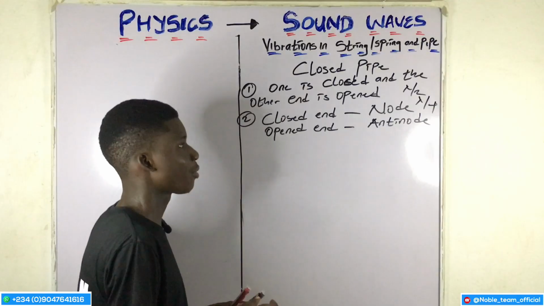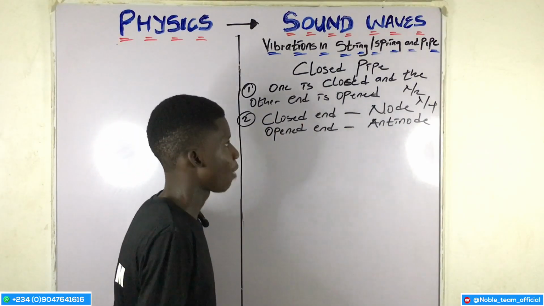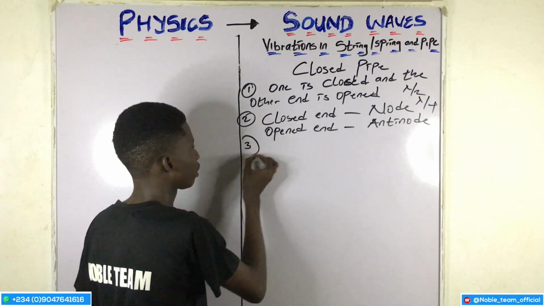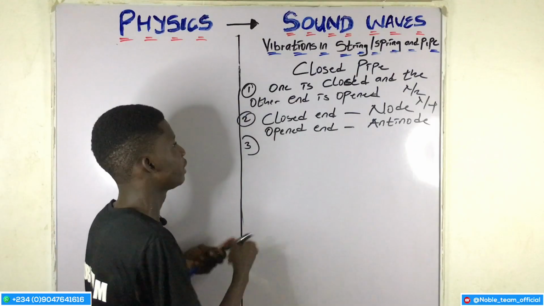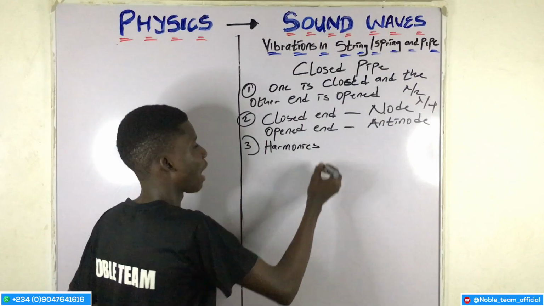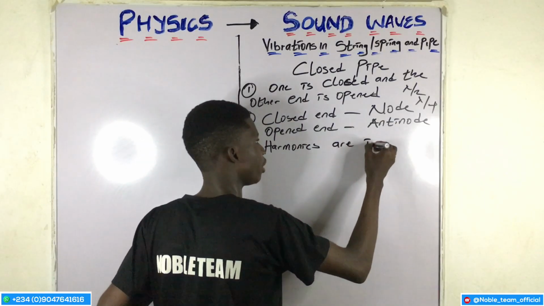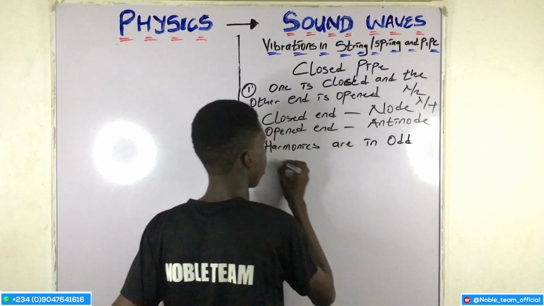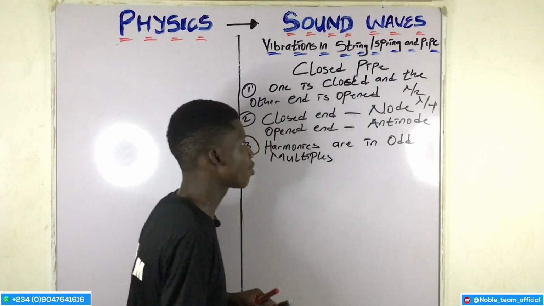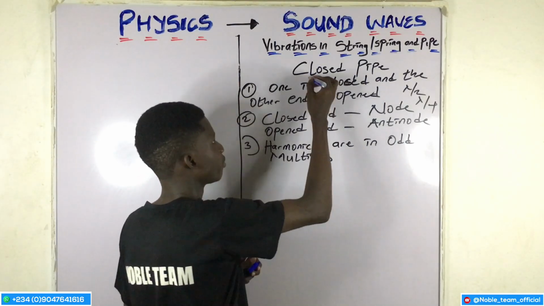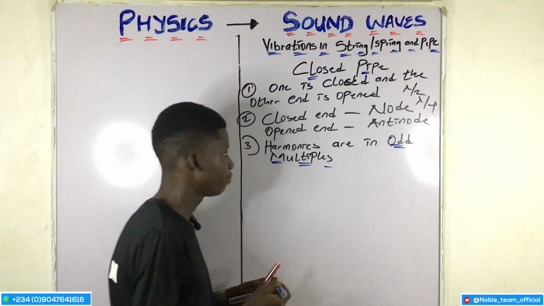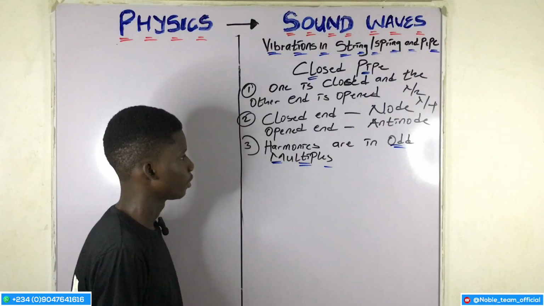Good. Now, before I support this with a diagram, I want us to take note of one important thing. The harmonics are in odd multiples. This is when you talk about a closed pipe. Allow these points to stick into your memory. This is very, very important. Odd multiples.